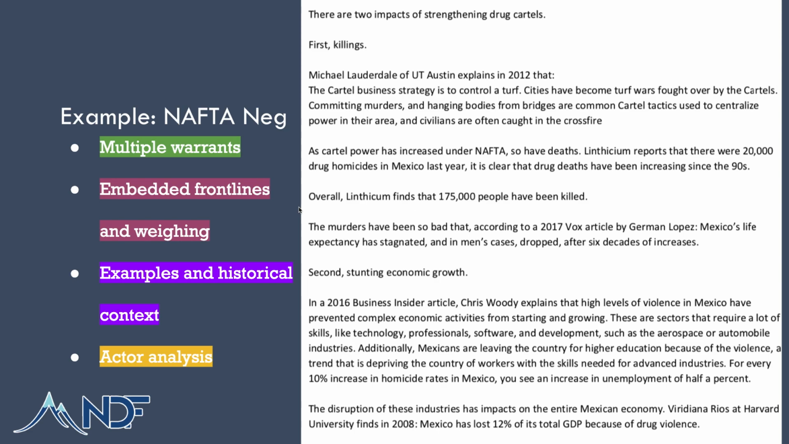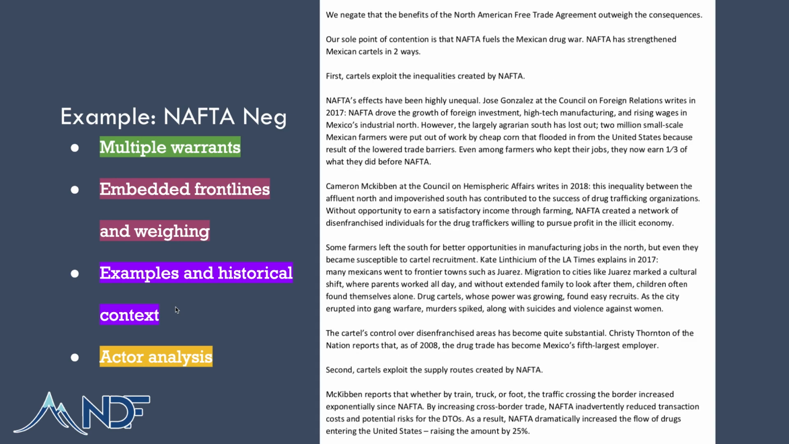Okay, very simply. How about examples and historical context? Anyone, examples or historical context? Yeah, exactly. You sort of flesh it out a little bit. You talk about one city, Juarez, and what happened there, and the increase in murders and whatnot. Okay, any actor analysis?